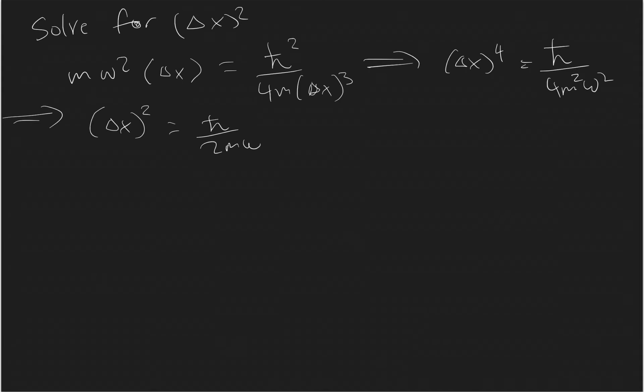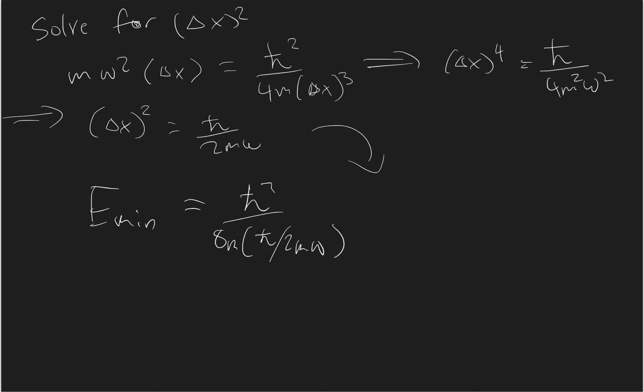So if we substitute this value back into the energy expression that we had, this should give us the minimum energy, because we set the derivative of the function with respect to the uncertainty equal to 0. We can now call this the minimum energy that we should have. This should be equal to h bar squared over 8m times h bar divided by 2m omega, plus 1/2 m omega squared times h bar divided by 2m omega.